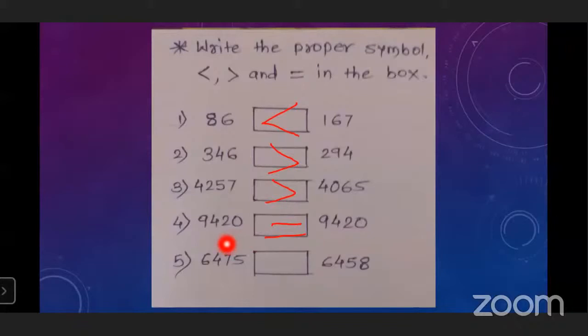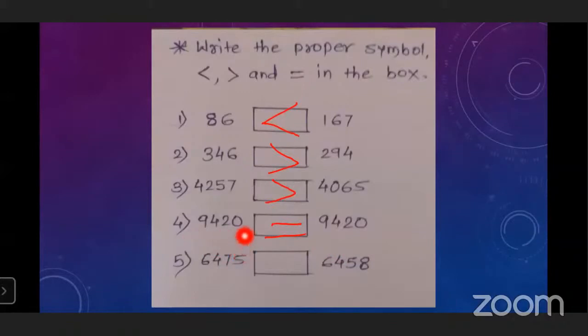Here which digit is on the tens place? 7. And here also you have to see the tens place. And here which number is on the tens place? 5. Means here 7 is bigger. Okay, 7 is bigger than 5. That means that number is bigger. Okay, the first number is bigger than the other number. Okay, and the left side number is bigger.